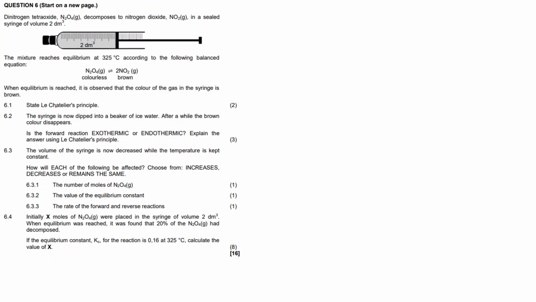Question 6.1. State Le Chatelier's principle. So, Le Chatelier's principle says that when the equilibrium in a closed system is disturbed, the system will reinstate a new equilibrium by favoring the reaction that will oppose the disturbance.